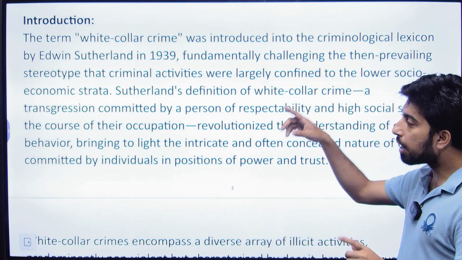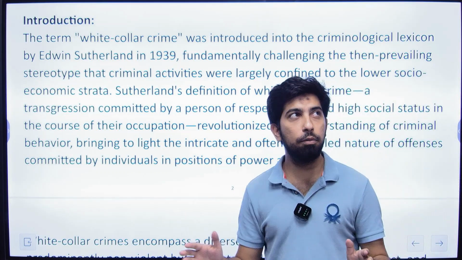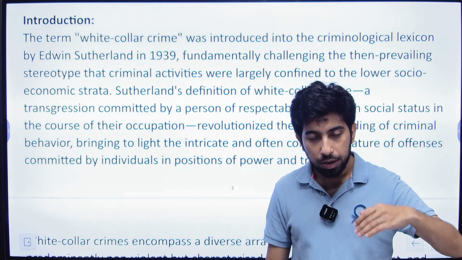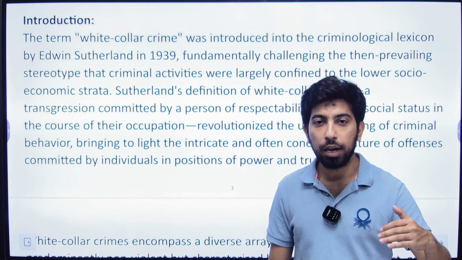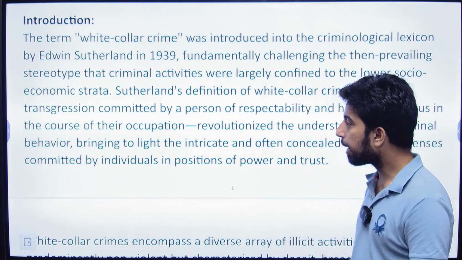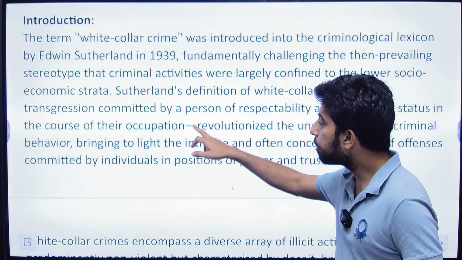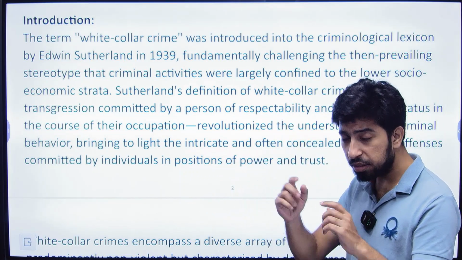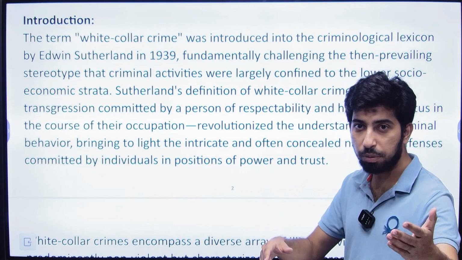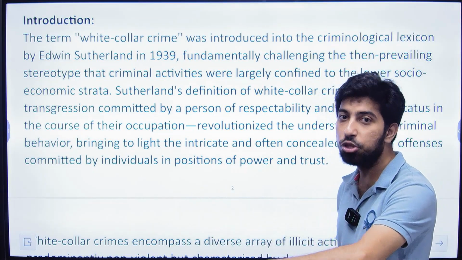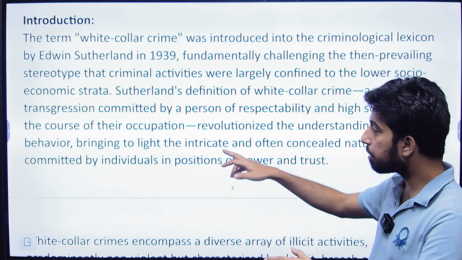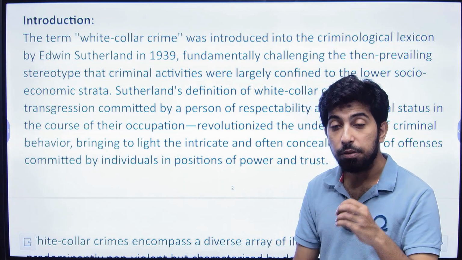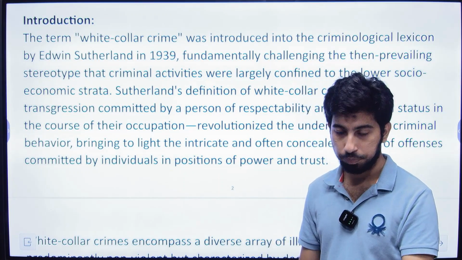He says that it is a transgression and it is completely distinguishable from the blue collar crimes, the crimes which are committed by a class that belongs to the labor sector, or the unorganized sector. A transgression committed by a person of respectability. Crime is a transgression in general, but it is a transgression which is committed by a person of respectability. He is a person who enjoys prestige in the society, and high social status, in the course of their occupation. For example, there are certain frauds that are committed in the banks.